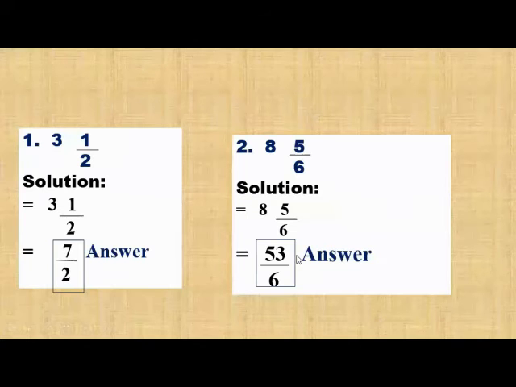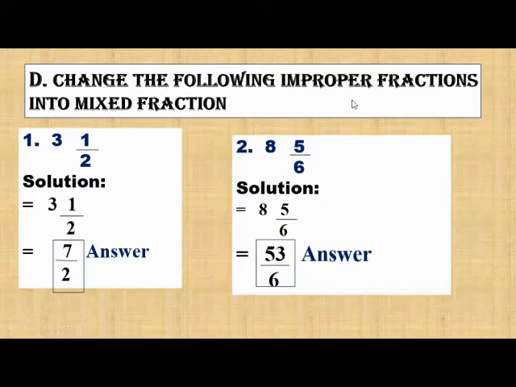Now move to our exercise. Another part: change the following mixed fractions into improper fractions. This is a mixed fraction. You have to convert it into an improper fraction. First of all, multiply the denominator with the whole number. 2 3s are 6. 6 plus 1 equals 7. So 7 upon 2. This is an improper fraction.